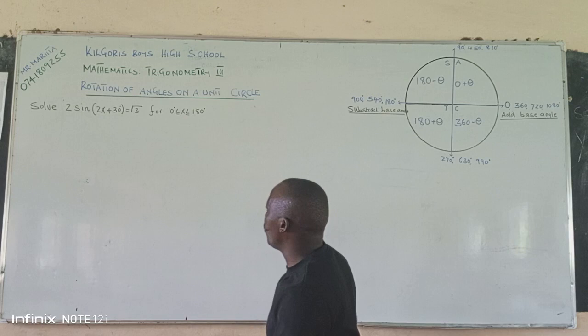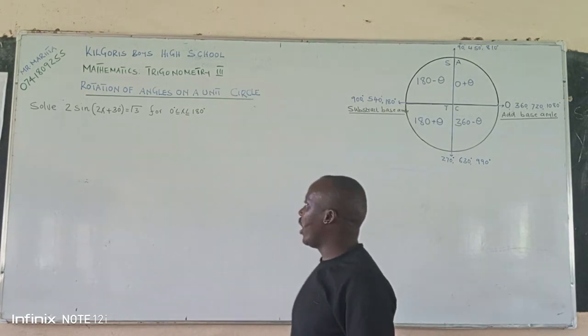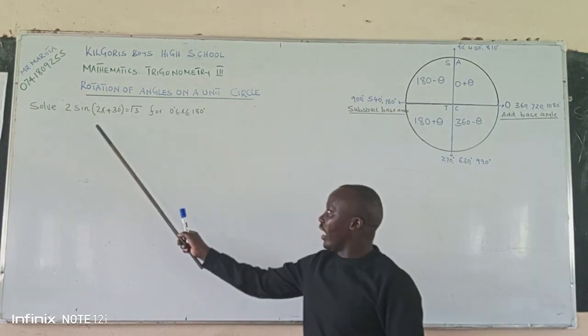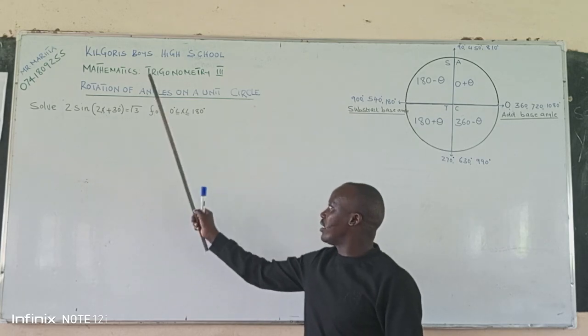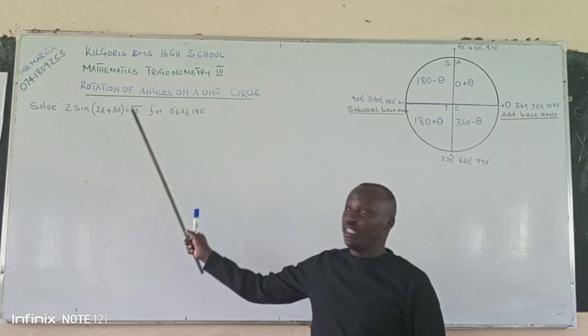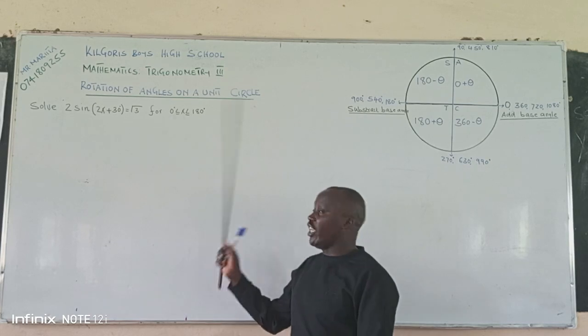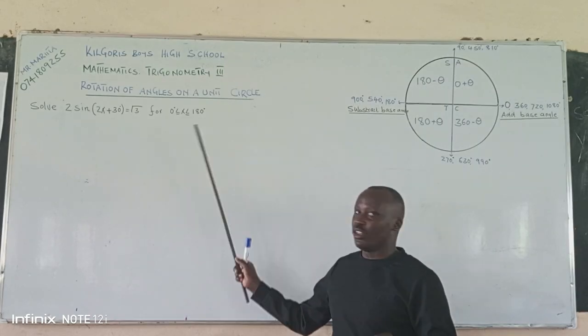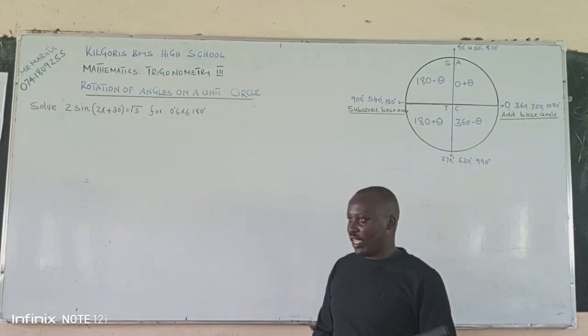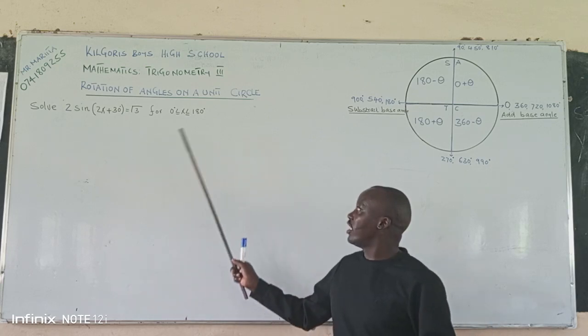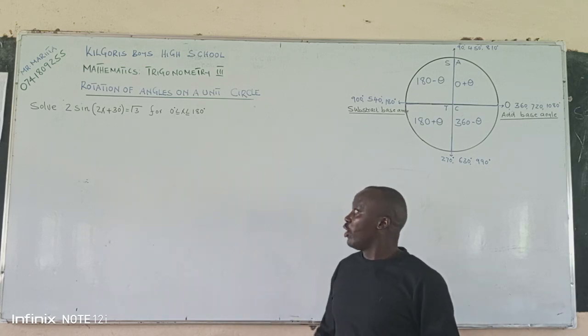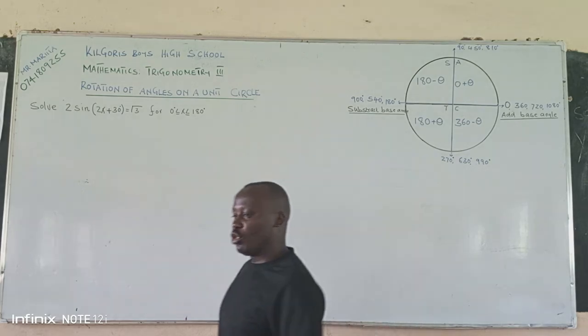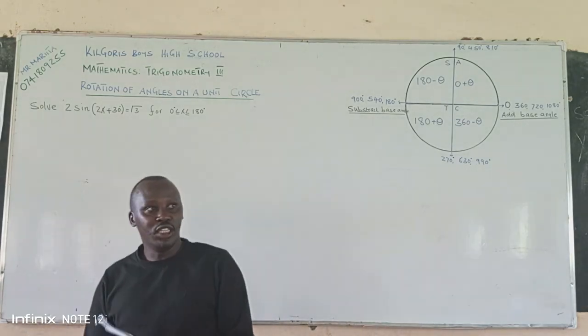So in our first case, we are supposed to solve 2 sine (2x plus 30 degrees) is equal to root 3 for the range of x between 0 degrees and 180. It's very important to understand that the range here is very important. So how do you solve this one here? To solve this one first, you need to divide.